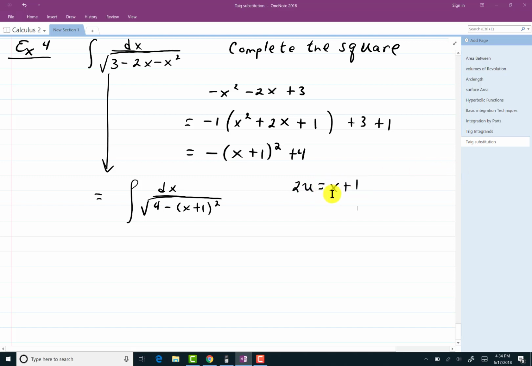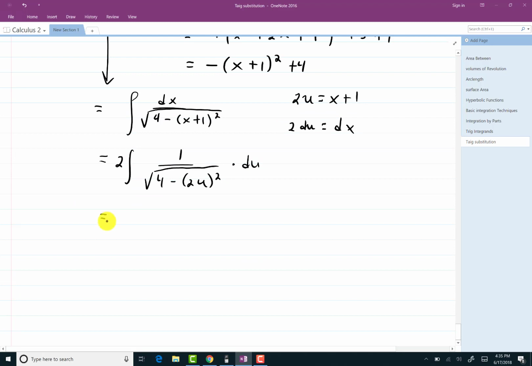There's no restriction on what x is allowed to be, nor is there any restriction on what u is allowed to be. So when I throw it in here, I'll get dx over square root of 4 minus, so in place of x plus 1, I will replace it with 2u. But then I've got to change the dx. I'll have 2 du will equal dx. So I can put a 2 out front there and du over here.